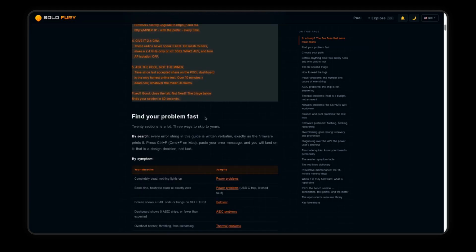I've also made this guide searchable. Every error string is written exactly as the firmware prints it. Just use Ctrl F to find your specific error, and the guide will take you directly to the fix.